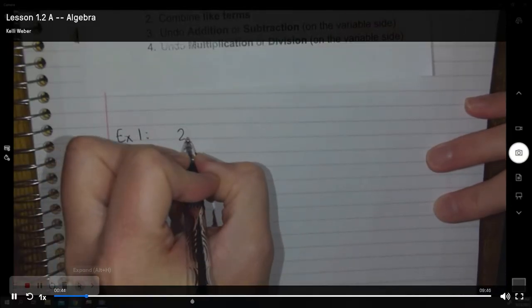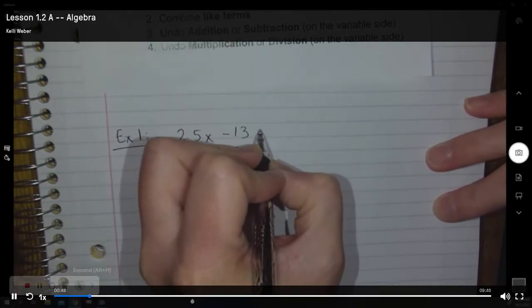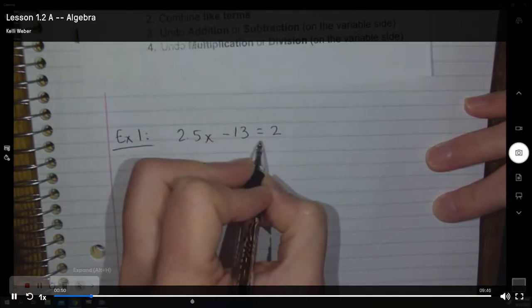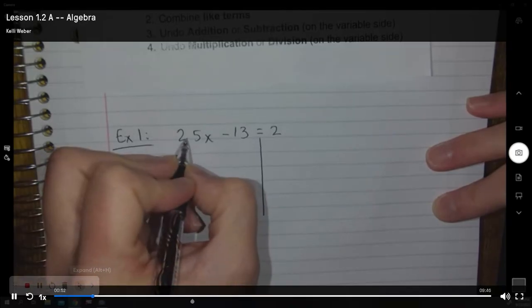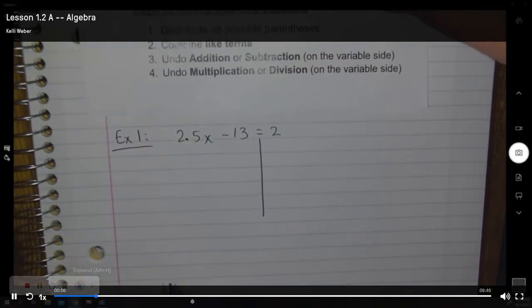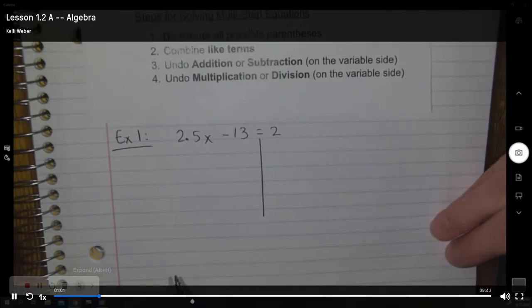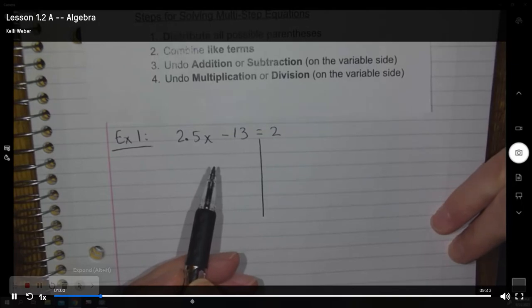All right, so in example 1, we have the equation 2.5x minus 13 equals 2. So I draw my line to show my two sides, and then I start to look at my steps. The first one says distribute all possible parentheses. This equation doesn't have any parentheses.